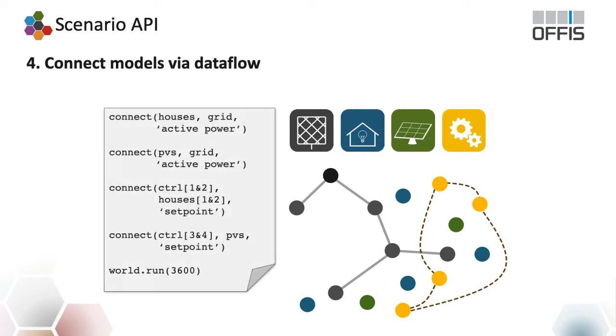And then the last step in the scenario API is that you need to connect everything to each other so that you really specify which actors are controlled by the control algorithm. And then in the end, if you have set up everything, the last thing to do is to run the scenario with just the word run. So everything is executed. So this in essence is the overview of what you need to do in the Python script to start some simulations.